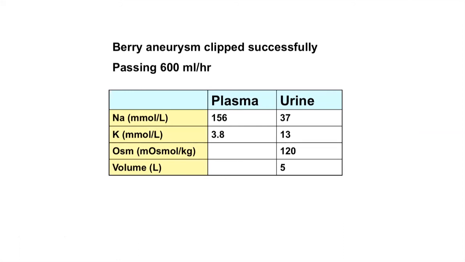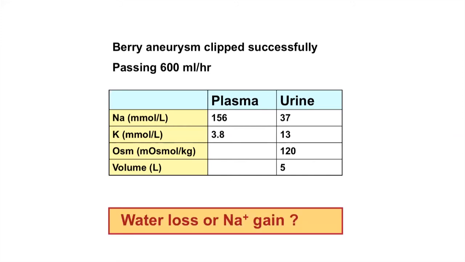So on first look, it looks as if this patient has diabetes insipidus. It looks as if this patient's urine osmolality is inappropriately low, and it should be concentrated in the context of hypernatremia. So it does look like diabetes insipidus. So the question really that you need to ask yourself is, if this is diabetes insipidus, is this a water loss issue, or has the patient gained sodium?